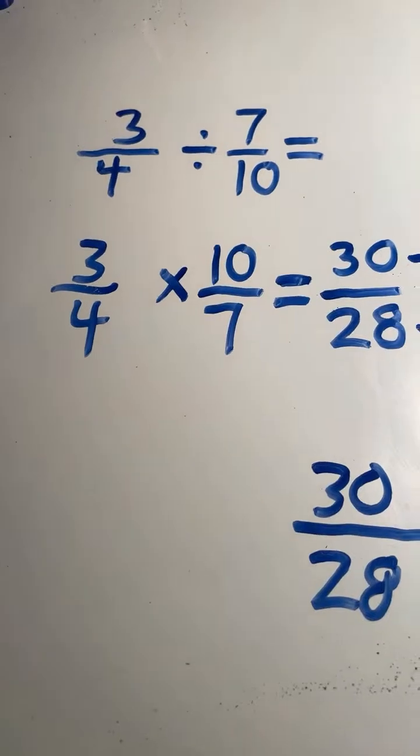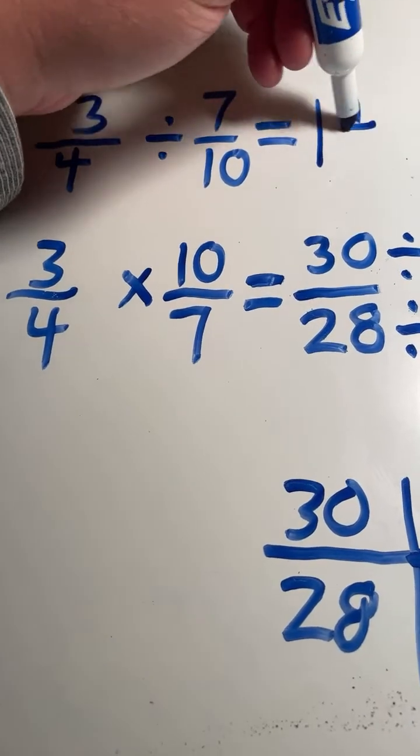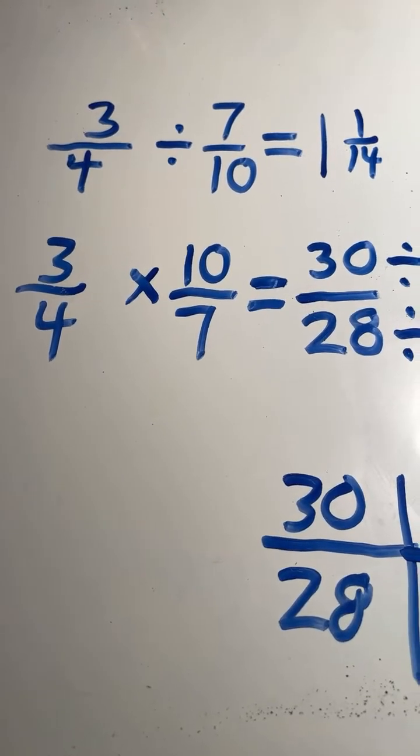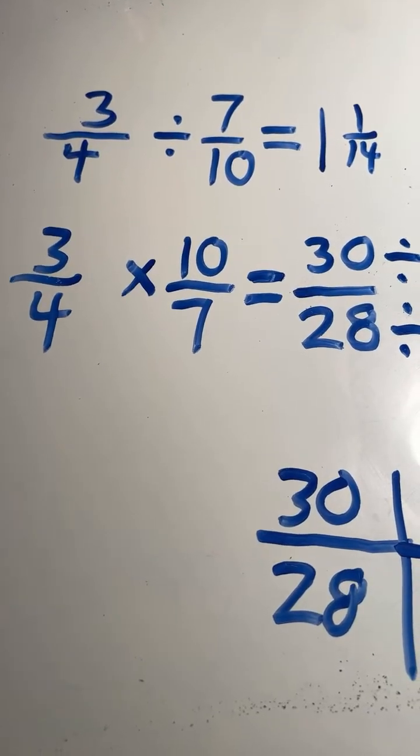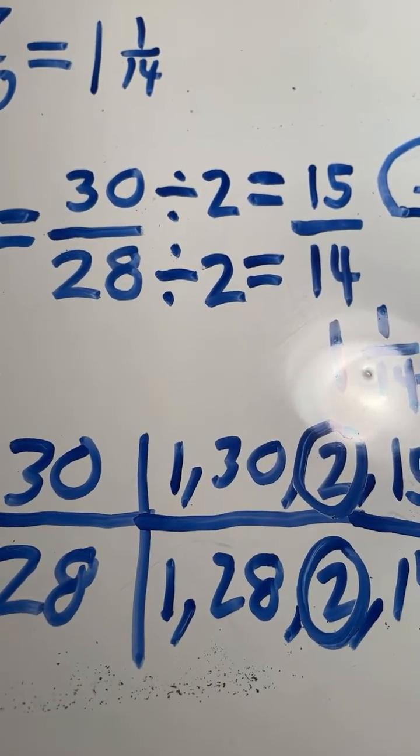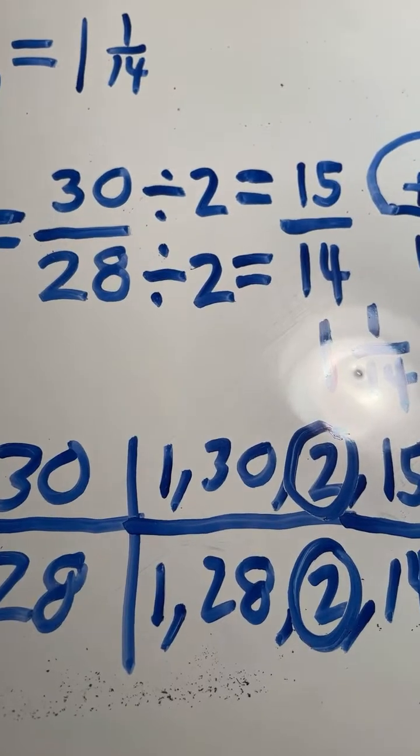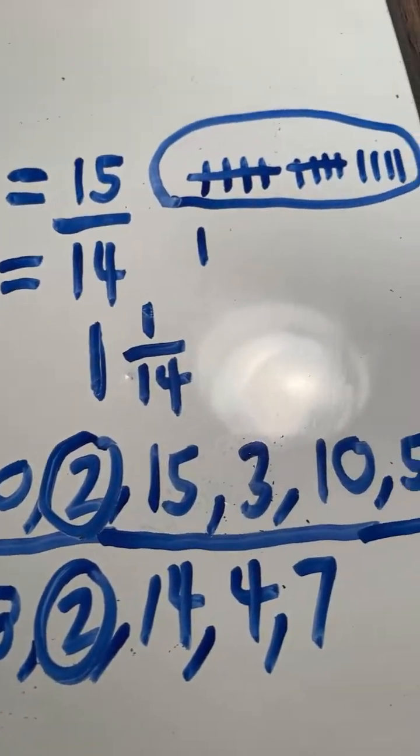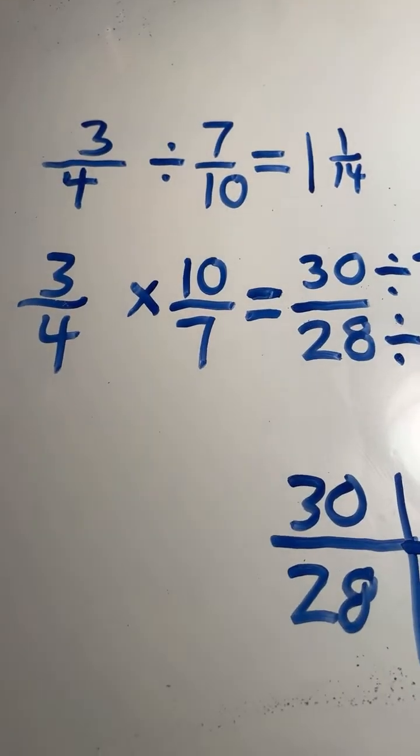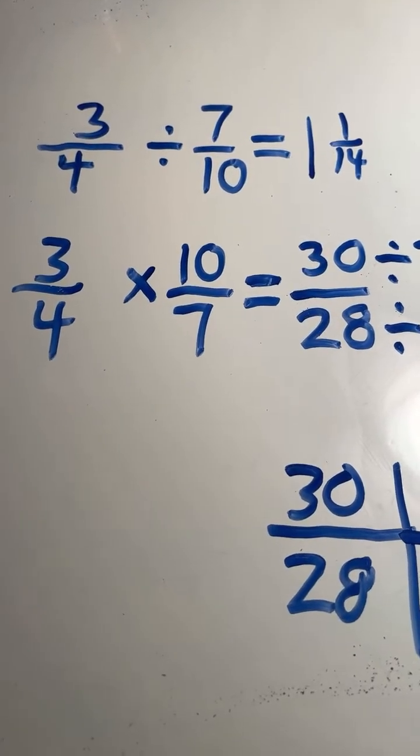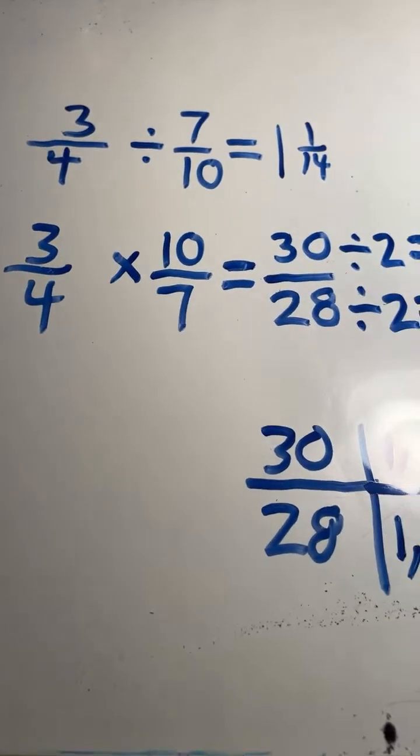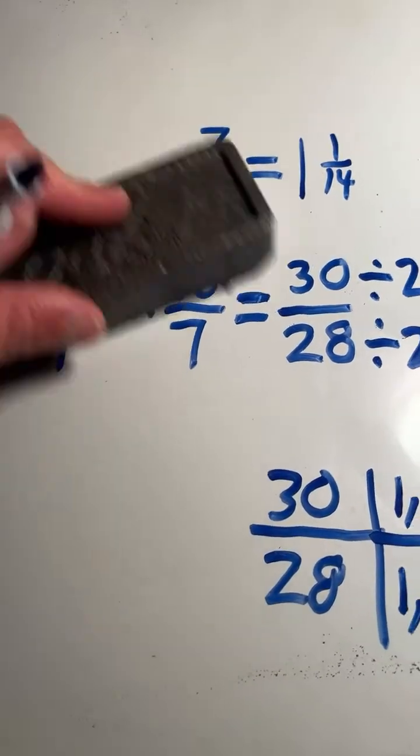So to recap, 3/4 divided by 7/10 equals 30/28, which when reduced to lowest terms equals 15/14. When converted to a mixed number equals 1 1/14. All right, moving on to the final example problem.